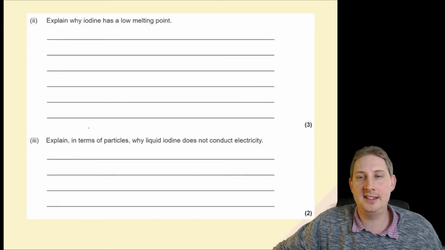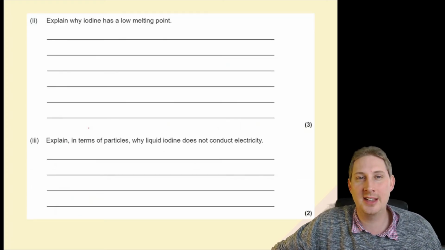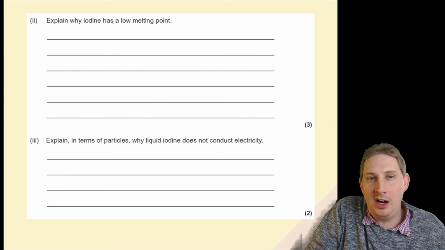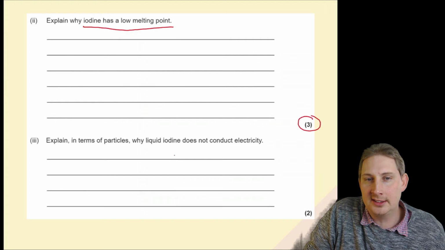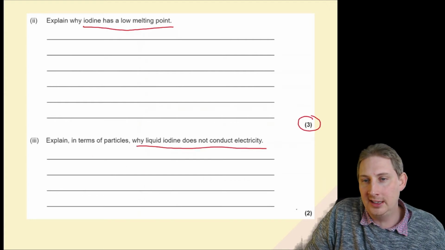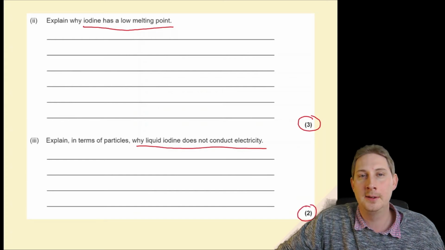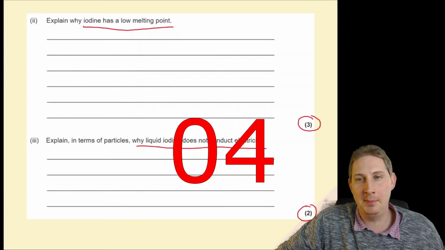Now on to the iodine. Hopefully you knew this question was coming as well. Explain why iodine has a low melting point for 3 marks, and explain why liquid iodine does not conduct electricity for 2 marks. 5 minutes, pause the video, come back for the answers.